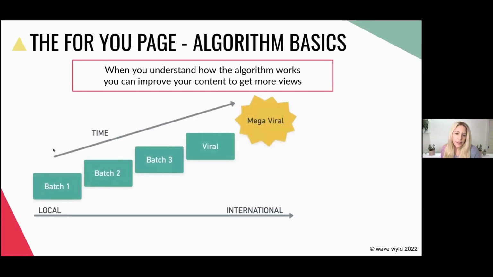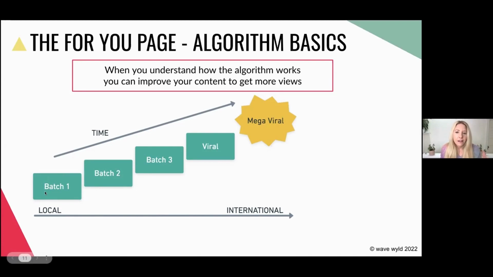So here we go. In this pretty picture, we have the location on the bottom, and we have time over here. So when you post a video, it goes to batch 1. This is a batch of users who are watching your video. This could be anywhere from 300 to 500 people. They can also be in your local area, but could also be your followers. So it's shown in your local area.